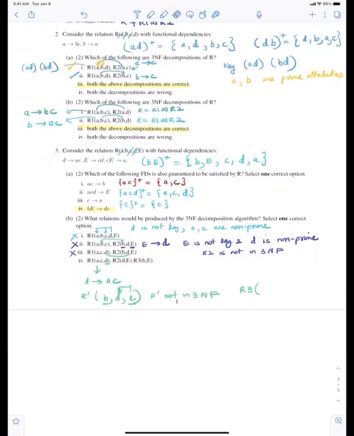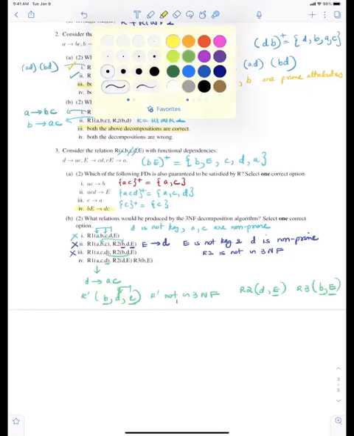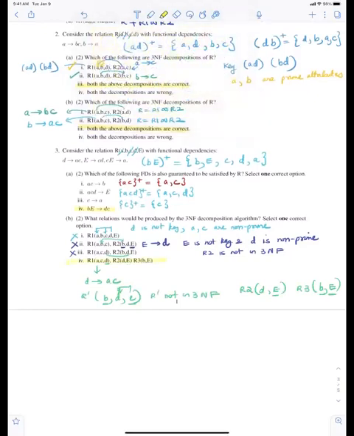R2 is going to have D, E, where the key is E. And then you have the remaining table. R3 is going to have B and E, where both are keys. So that's how you get the third one. So the last option is the only one that is correct in this one. So does anyone have any questions?